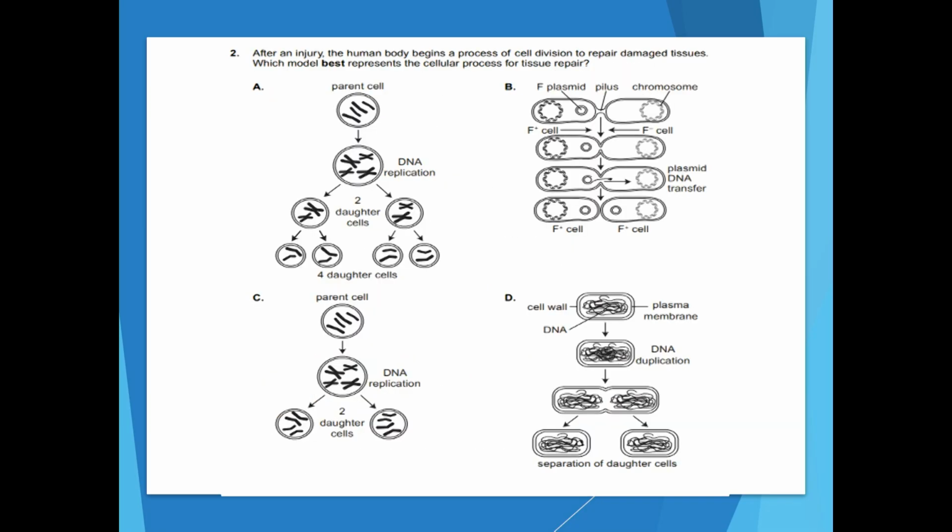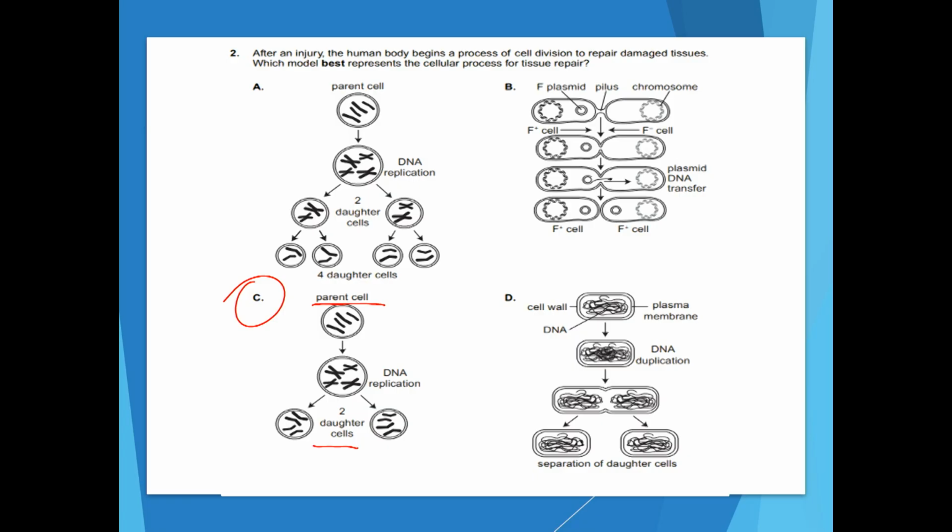Okay, after an injury, the human body begins a process of cell division to repair damaged tissues. Which model best represents the cellular process for tissue repair? Okay. For this one, we should go with letter C, okay? This is just showing us mitosis. We start with a parent cell, and we end with 2 daughter cells. This is what happens when we are repairing your body. We replace damaged or worn out cells with mitosis.